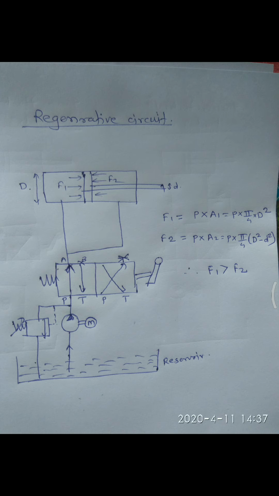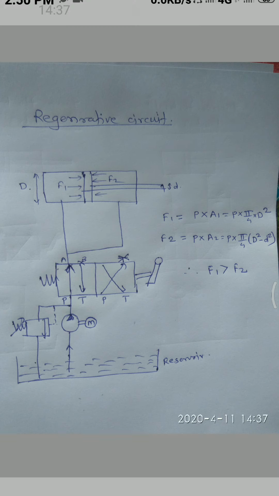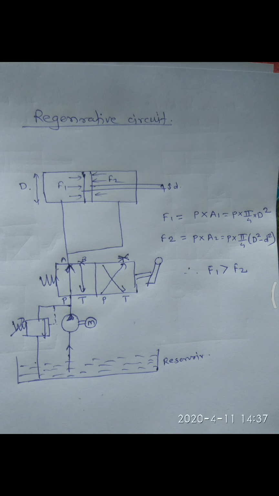When the piston moves to the right hand side, fluid is again given to the piston side. So in the forward direction the speed increases. The pump is pumping the same pressure, but a large amount of fluid is given from the rod end side to the piston end side. So the speed increases in the forward motion.